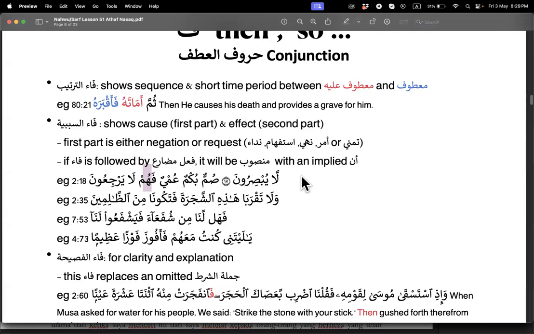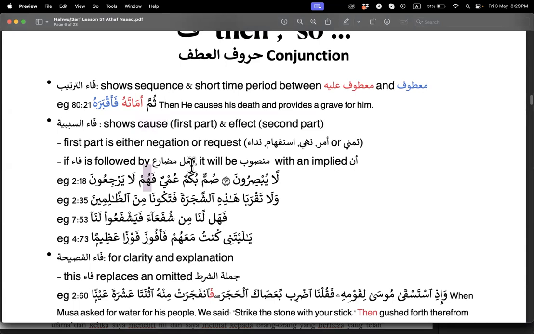To say that this fa is fa sababiyah, first you need the cause part. The cause is either a negation or any kind of request. So what is here in this ayah that makes this fa sababiyah?